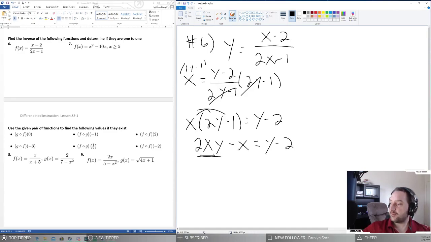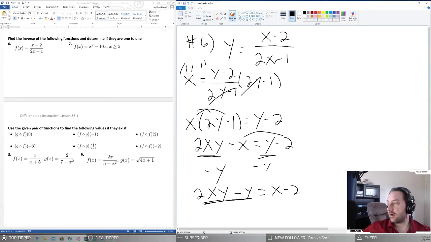So we have y's on both sides. It looks like the terms for the y's are different, so we won't be able to just add them together. It's not like 2y and 3y, combine them together and you get 5y. So instead of just being able to add them together, we have to group them together. So I still want all the y's on one side, and I'm going to bring everything else to the other side. So you're going to get 2xy minus y equals x minus 2.